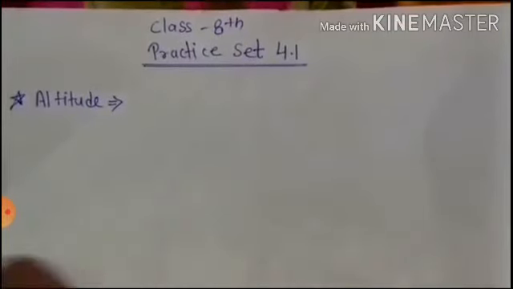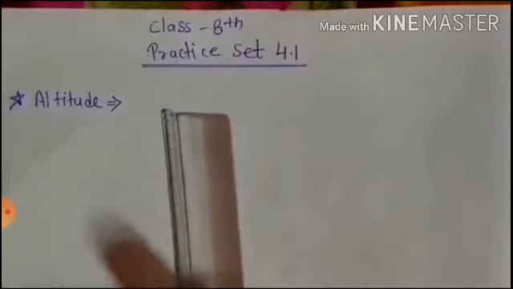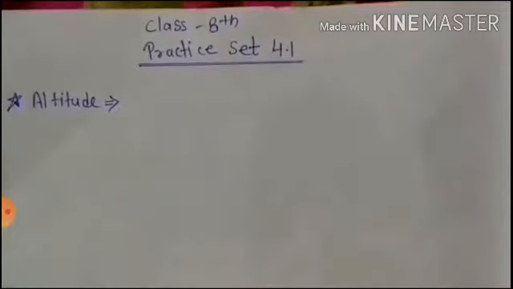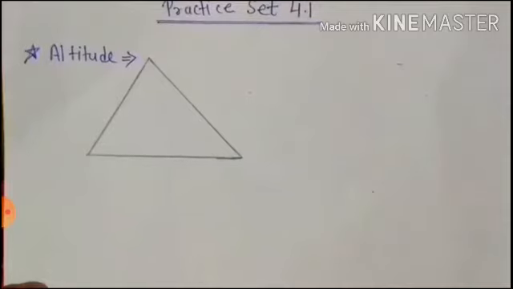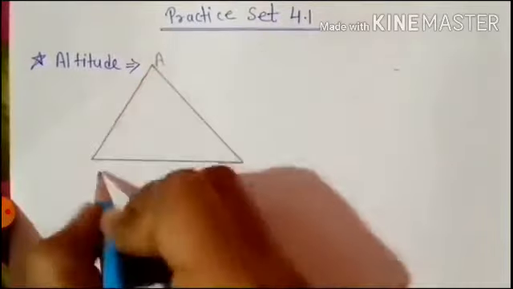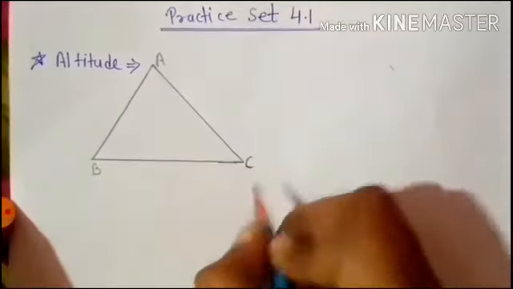First, altitude. Altitude means height. If you have any triangle, the height of the triangle is also called altitude. Altitude is making 90 degrees. Altitude is a straight line of a triangle. Suppose you have a triangle ABC.